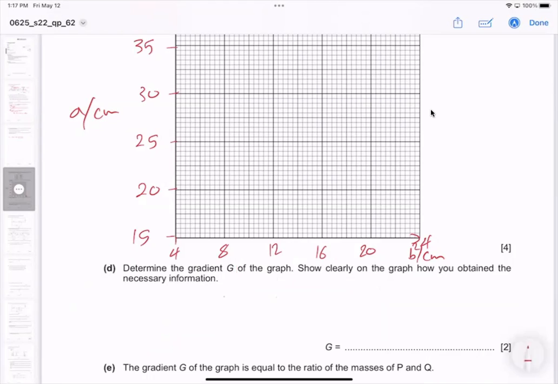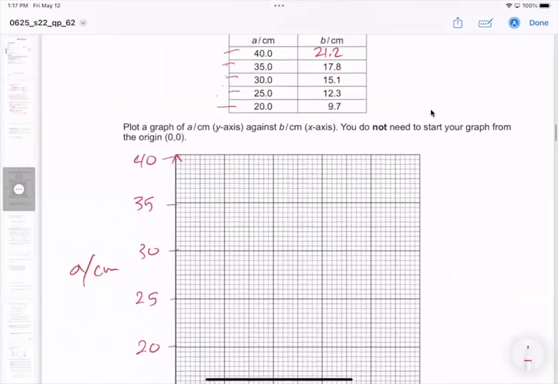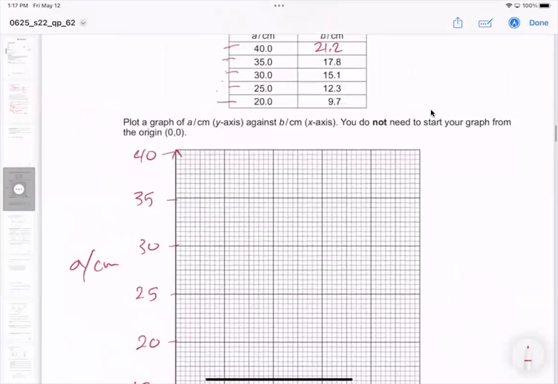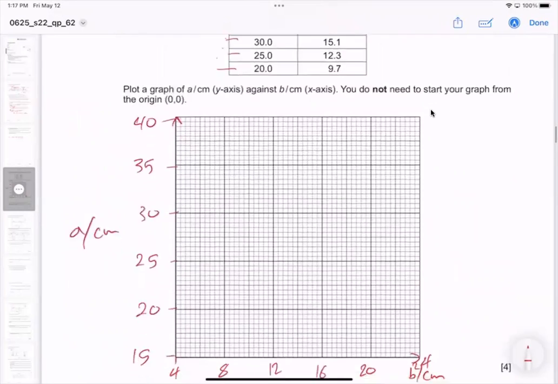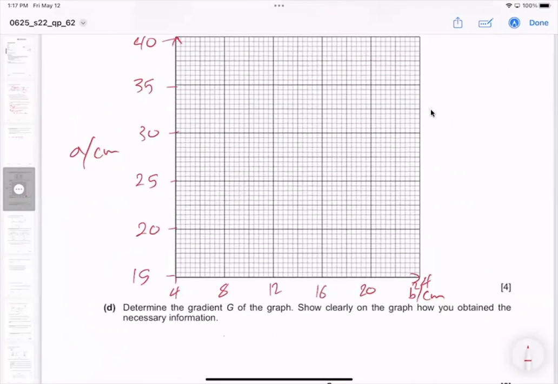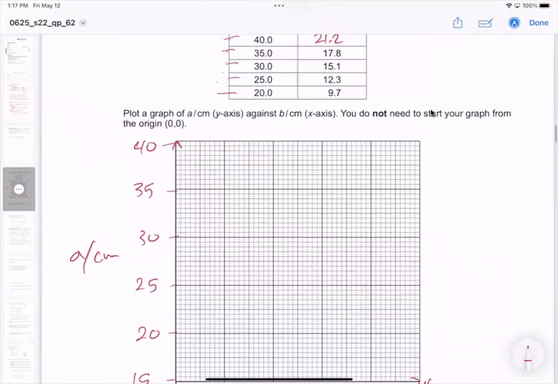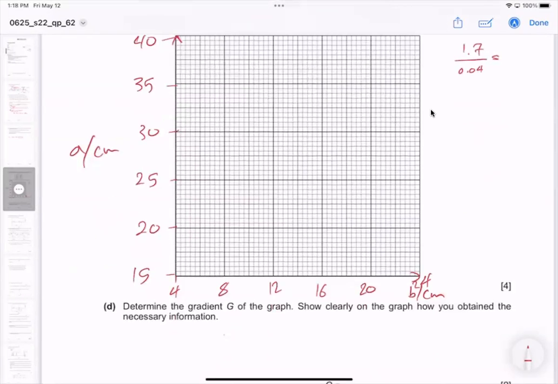But we need to know how many divisions. So each division here is 0.04, each small division. It will be a little bit difficult, but it's okay. Let's plot the graph. 9.7 with 20. So for 9.7, we have 8. 8 from 9.7 gives us 1.7. 1.7 over 0.04 will give us how many small divisions we are going to count after 8.